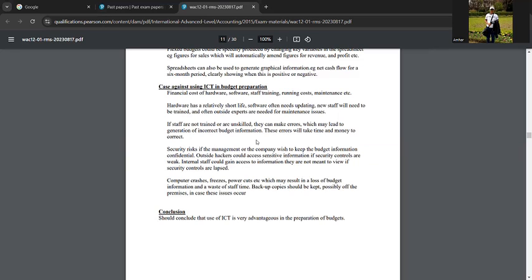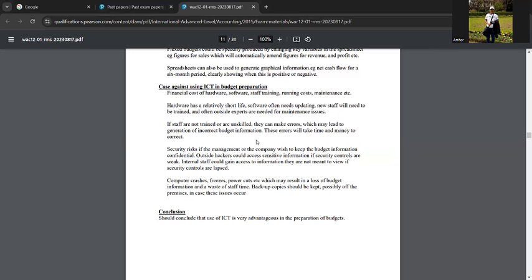Also, sometimes there may be computer crashes, power cuts, freezers. When this happens, the budgeted information can be lost. It can completely disappear. In that case, it is a waste of time to prepare them again, and it wastes lots of time, and sometimes backup copies must be kept. So these are things they need to consider when they implement ICT in budgeting.